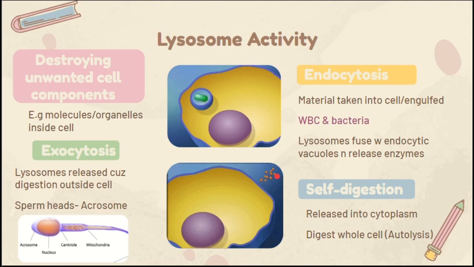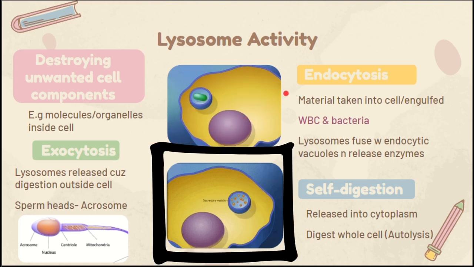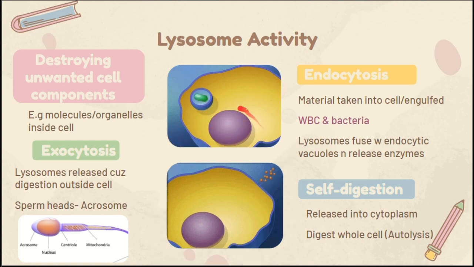Then we got endocytosis and exocytosis. Exocytosis is when the lysosomes are released from the cell because the digestion is required outside of the cell. What happens is the lysosome fuses with the CSM to release its contents, as you can see here. Sperm heads, for example, contain a special lysosome called acrosome, which is secreted so it can digest a path through the layers of cell around the egg before fertilization.